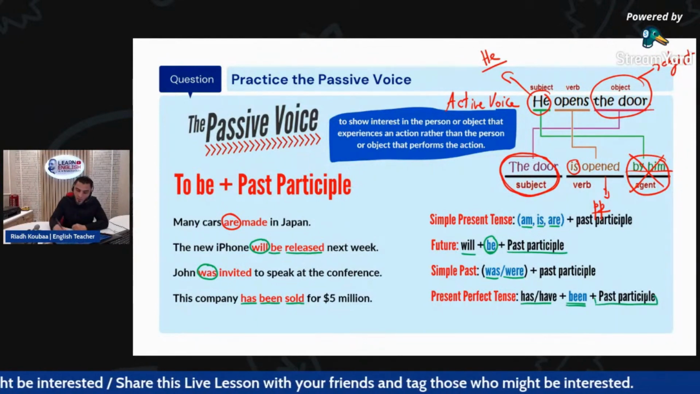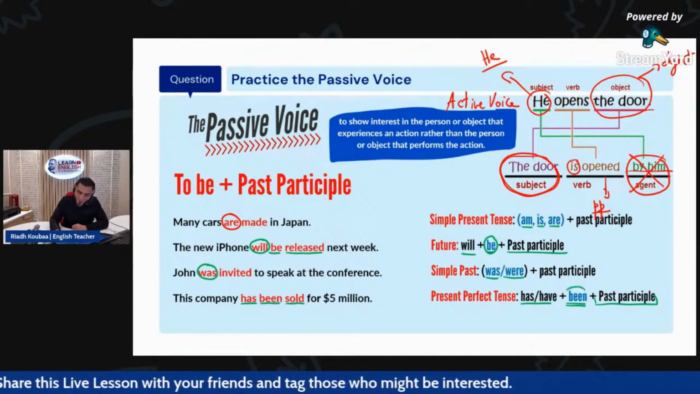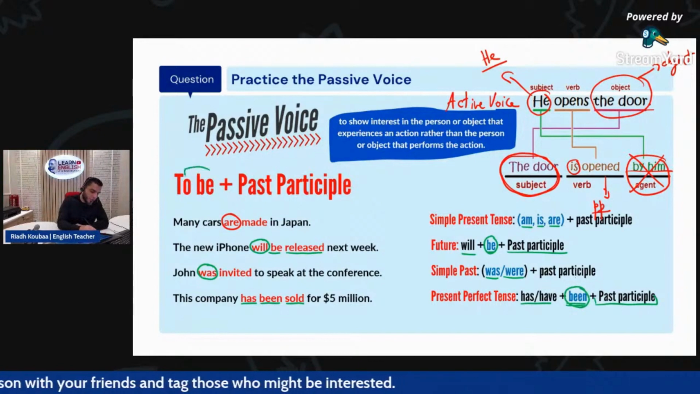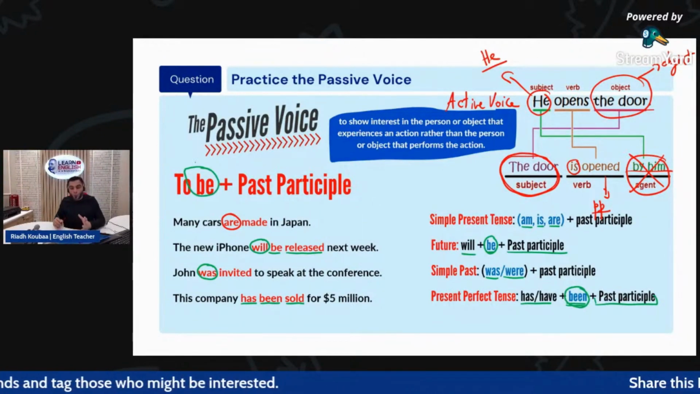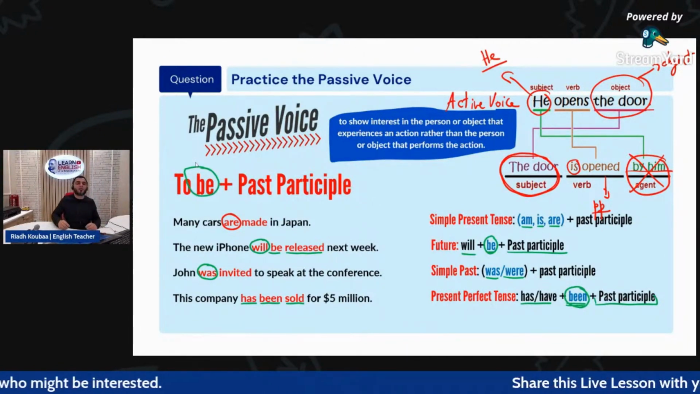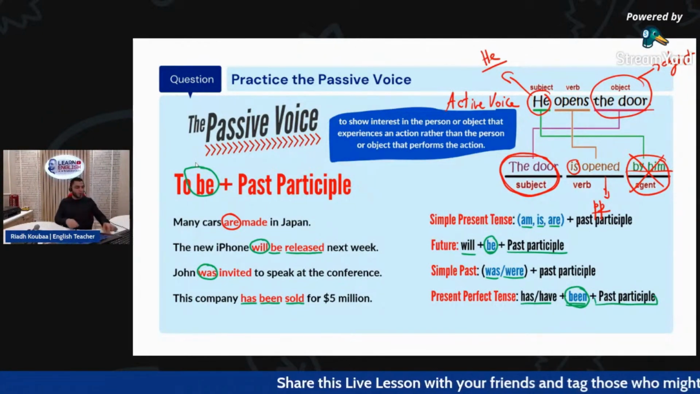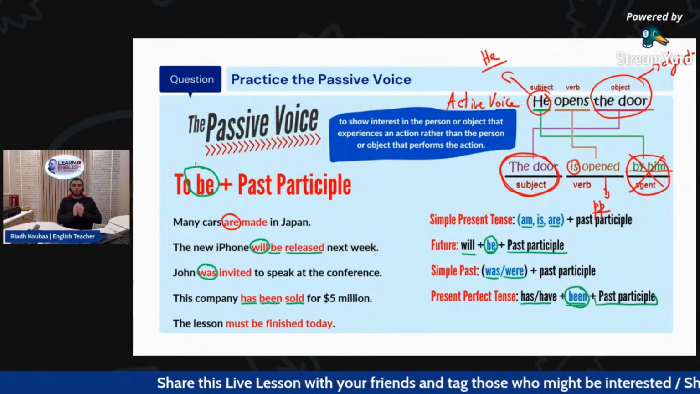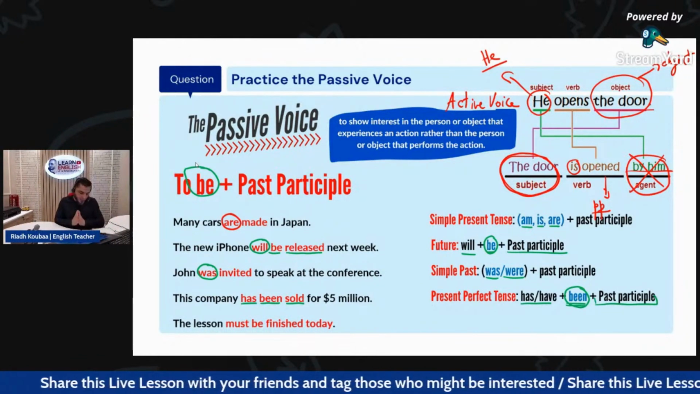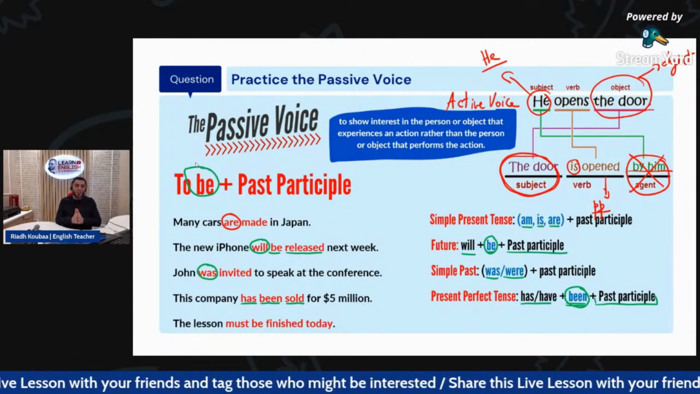So you see, in all of these rules, we have the verb to be. As we said earlier, this is the general rule, and the other ones are the different rules of the passive voice with all the tenses. The last sentence that we have is the following: the lesson must be finished.